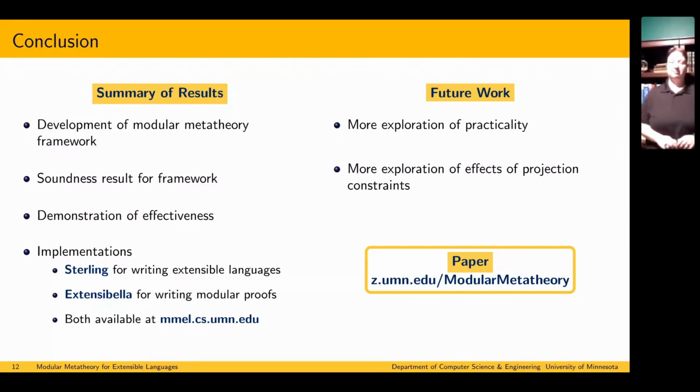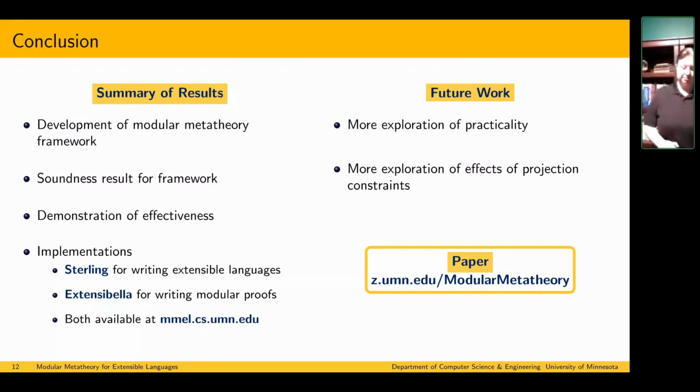Can you give us an example that the meta theory of one extension becomes invalid because of the introduction of another extension? And in that case, how do you deal with this conflict? I'm sorry, I think I missed part of your question. Can you repeat that? Can you give an example that the meta theory of one extension becomes invalid because of the introduction of another extension? And how do you deal with this conflict?